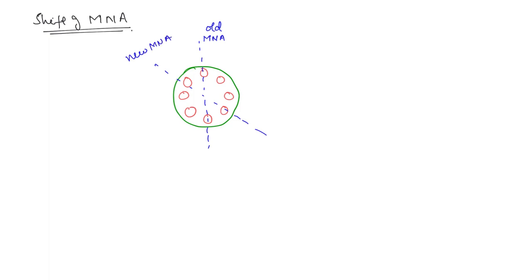The commutator is basically sliding on the brushes, right? Now when the old MNA is coinciding with GNA, we keep the brushes here, right?